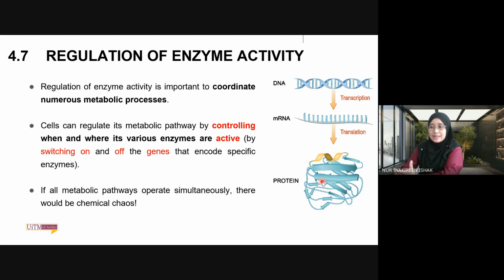So if it's the pancreas, it produces the hormone insulin, for example. Or different types of enzyme in different types of organ, or different types of protein in different types of cell. So all your cells will not activate all the genes. If all the genes are activated, it will create chemical chaos. So only certain genes will be activated in certain cells to produce certain proteins, certain products. Can you understand?